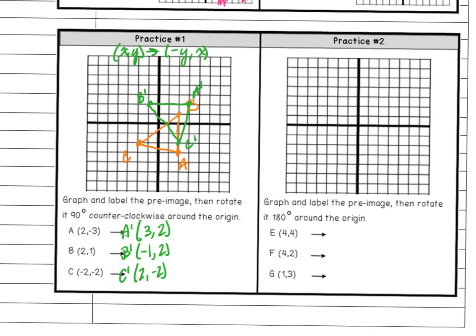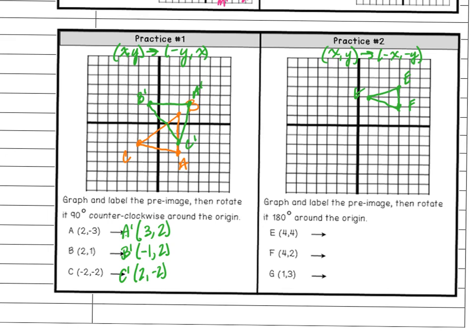So for practice 2, again, it says graph and label the preimage, then rotate 180 degrees around the origin. So we've got 4, 4, 1, 2, 3, 4, 1, 2, 3, 4. So this is point E. And then 4, 2 should be point F. And 1, 2, 3 should be point G. So it should look like that. And my rule for 180 degrees should be x, y goes to negative x, negative y.